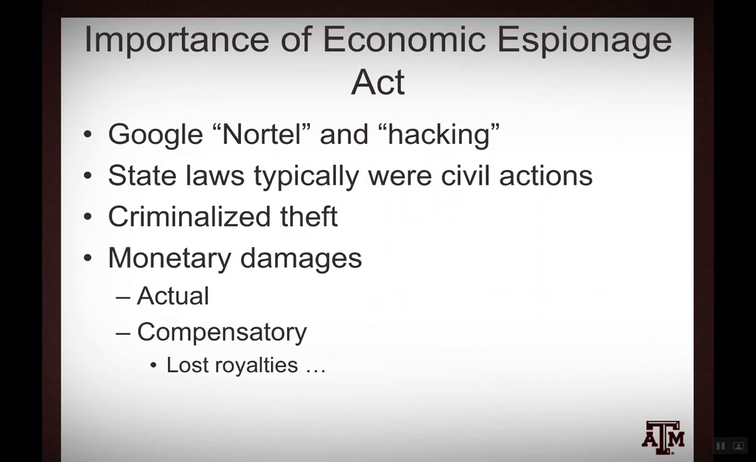So here's what I want you to get out of this. If you wonder why this is an important law, take a few minutes and Google Nortel and hacking. You ever hear of Nortel? Nope. For about 10 years they were hacked, a $1 billion company that went bankrupt, replaced by Chinese system components and the like. So before the Economic Espionage Act, we relied on state laws, which I just showed you, were kind of a hodgepodge. They were mostly civil actions, and now we've criminalized theft.